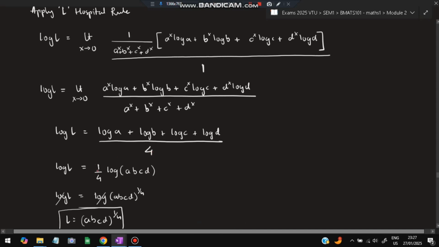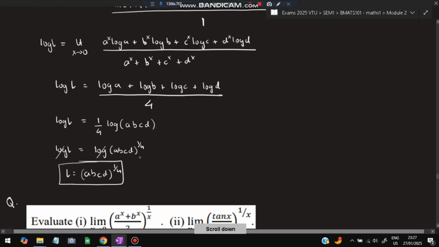So 1 by 4 can be taken here, and if it is like a log x, it can be written as log x power a. This we already know, so we'll write it as such: log abcd, because log a plus log b plus log c plus log d is equal to log abcd. This is the formula for logarithmic values with multiplication. Now 1 by 4 will be taken up here, and it is abcd power 1 by 4. Log is on both sides, just cancel the logs, and the L value we get is the final answer.